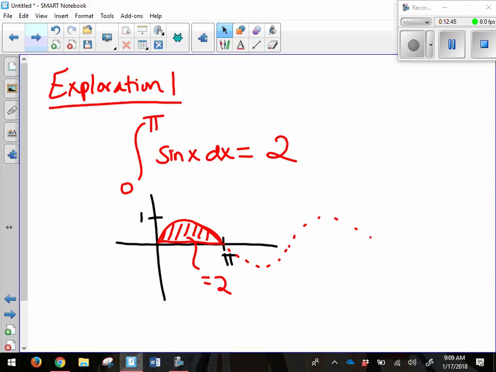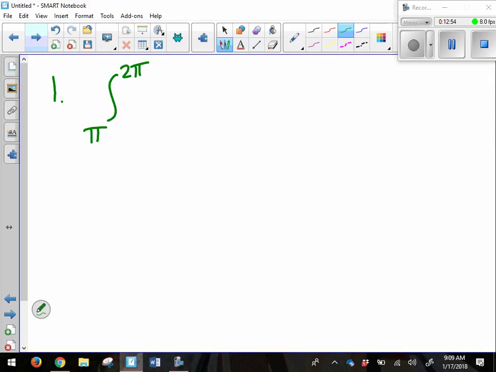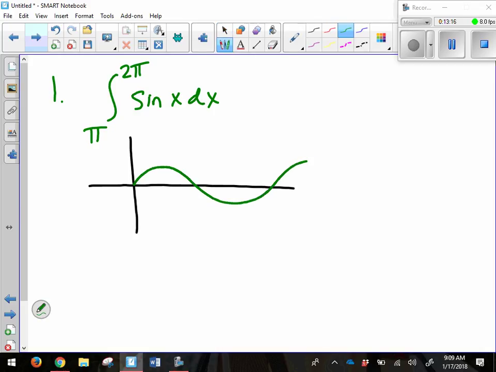So let's do a bunch of these. The first thing that you're supposed to look at in number 1 is the integral from pi to 2 pi of sine x dx. So let's graph that again. My sine curve starts like this, goes like this. So here's going to be pi, here's going to be 2 pi, here's going to be 1, here's going to be negative 1.